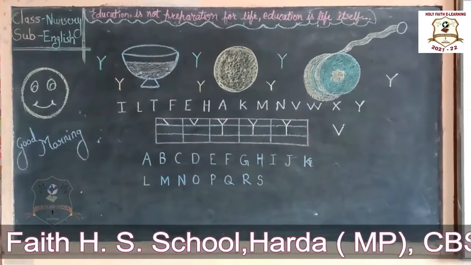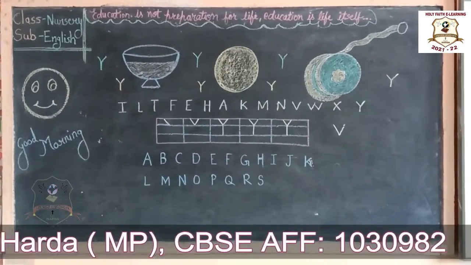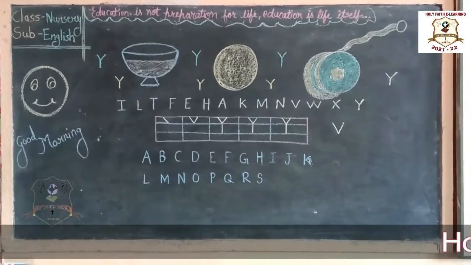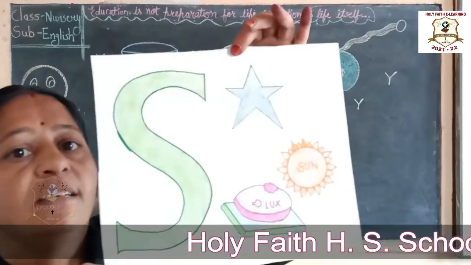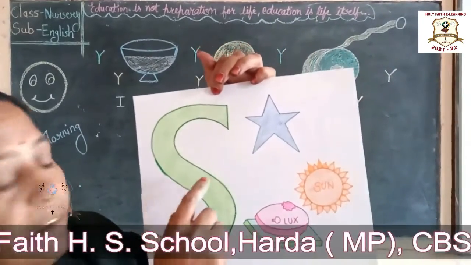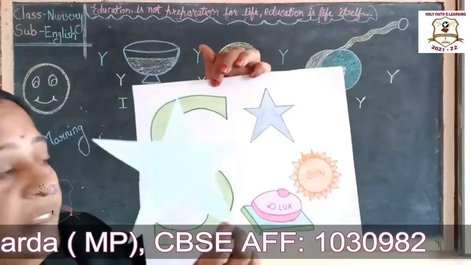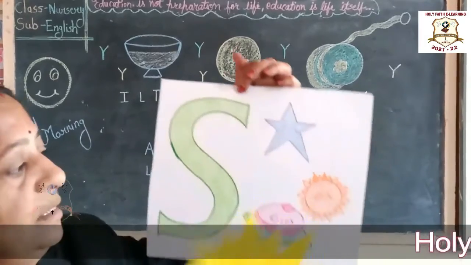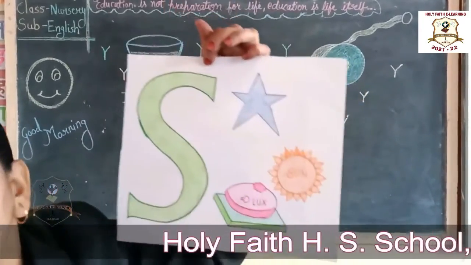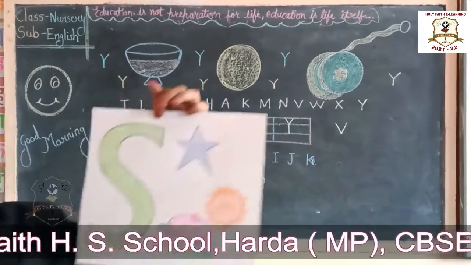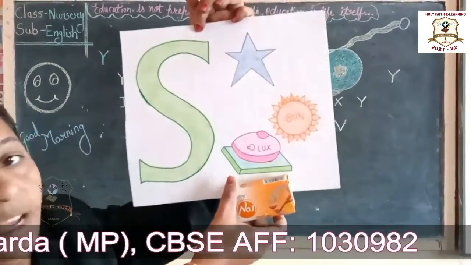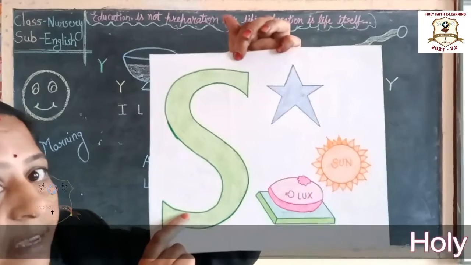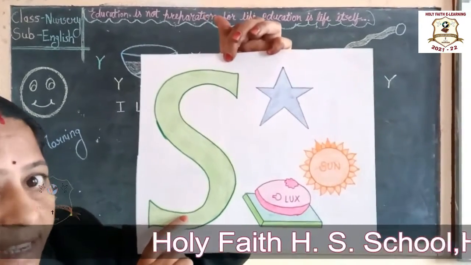S for soap. Look here. S for soap. Okay. And sound of S is S. Sound of S is S. Say S, star. S, sun. S, soap. Which letter is this? S. And sound of S is S.